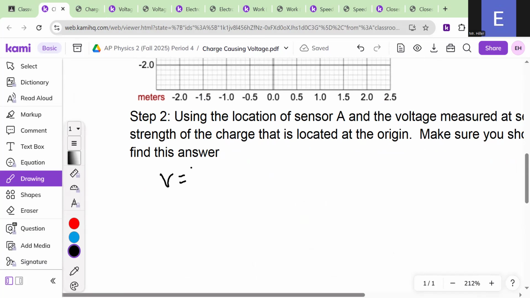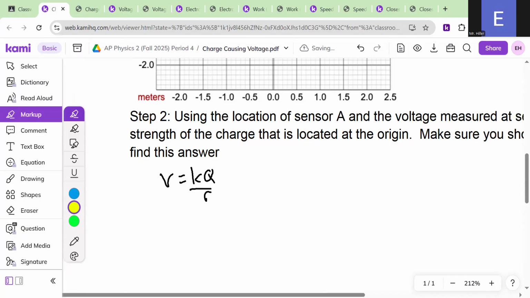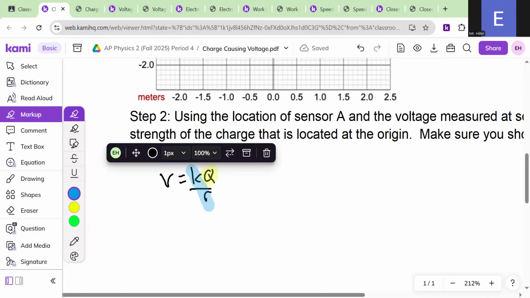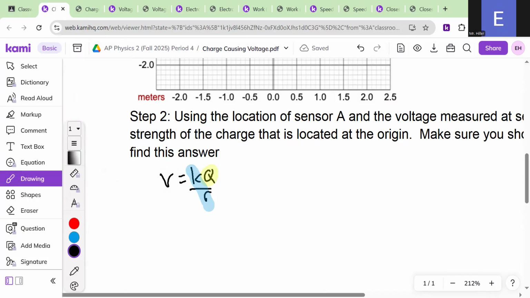So voltage is equal to K times Q over R. But remember, I'm solving for Q first, so I have to get rid of K and R. You can see I can do that by multiplying both sides by R and dividing both sides by K. So charge, we're solving for charge, equals voltage times R divided by K.